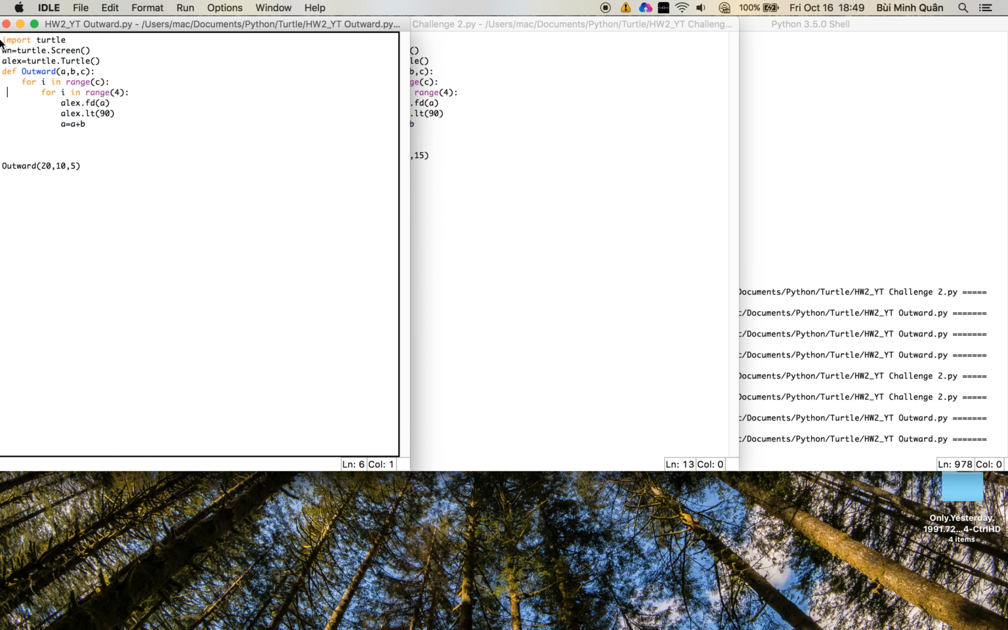First, the three lines. These are my codes, and the first three lines are the same. We import turtle for the screen and put the name for the turtle. Everything starts from here. I make a definition for the outward function, and then I think about the outward spiral. It starts in the center, inside of the spiral, and then it spreads out and ends on the outside of the spiral.